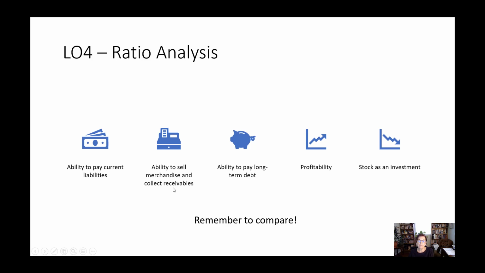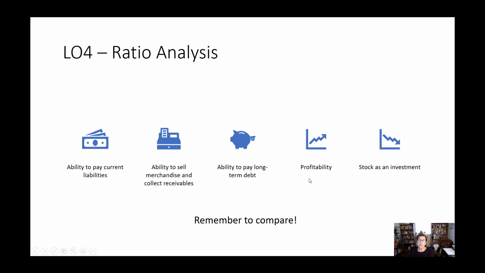Then you're going to take a look at the ability to sell merchandise and collect receivables. So you'll look at things like an inventory turnover, which tells you how fast you're selling your inventory, and a receivable turnover, which says how fast are you collecting your receivables, right? The faster you collect your receivables, the quicker you get your cash, and you can use that cash again, right? You're going to look at the ability to pay long-term debt. So you'll look at things like what is your makeup of long-term debt and equity, and how does that compare to your assets?